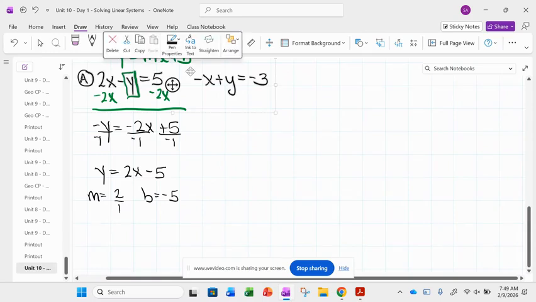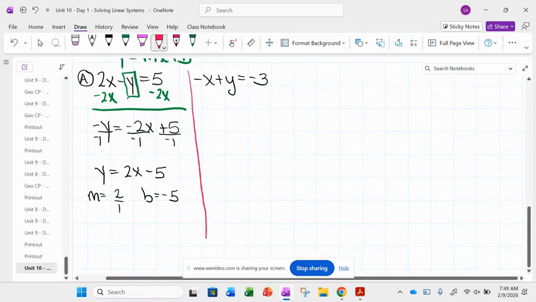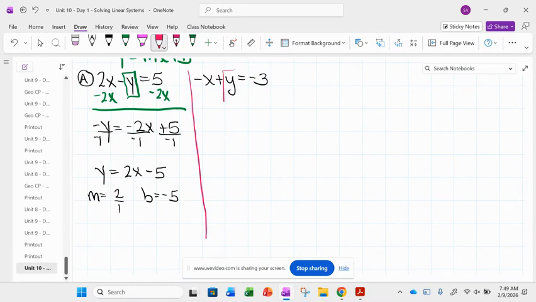Now let's put the other equation in slope-intercept form. So once again, I'm going to isolate the y. So I'm going to add the x over on both sides. So this is going to be y is equal to x minus 3.